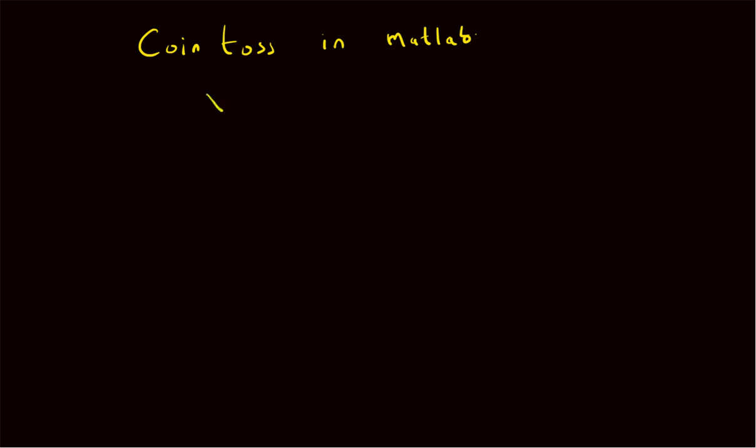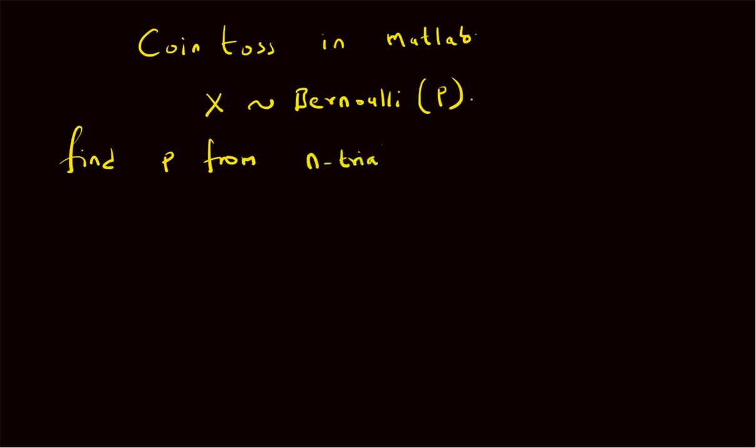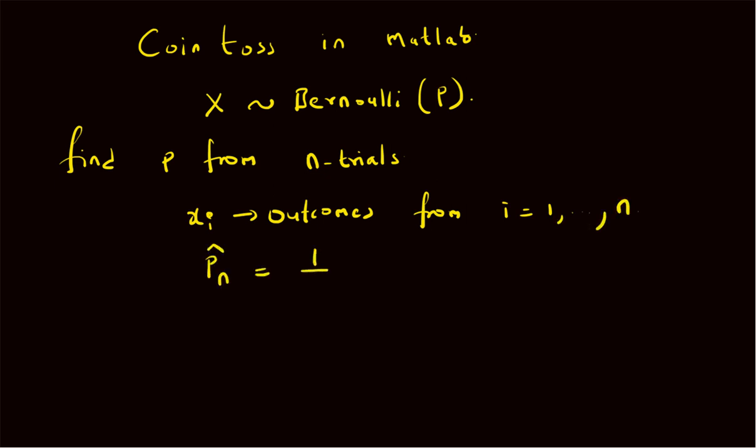That is, we are looking at a random variable X that follows a Bernoulli distribution with a parameter P. So our goal is to find P from n trials, that is outcomes from n trials. If the outcomes from n trials are denoted by xi, where i is equal to 1, 2, up to n, then the probability estimate after n trials is given by the average of the outcomes.